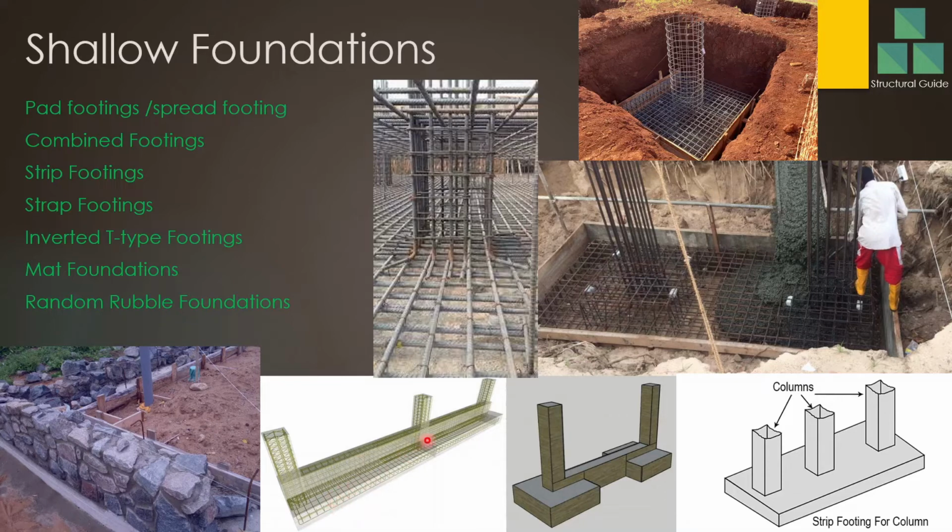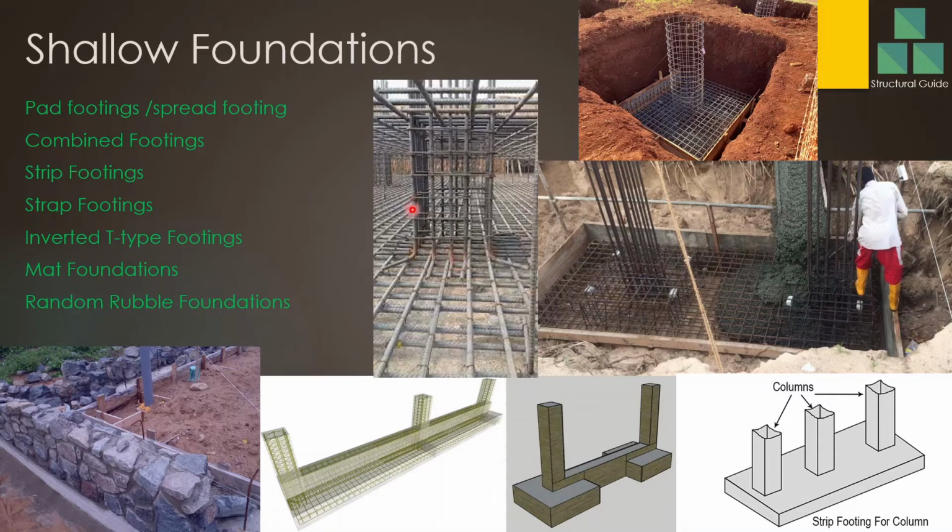So this is a kind of economical method when the column axial loads increase. Mat foundations. A mat foundation is a type of foundation that combines all of these types of foundations. In a mat foundation, we construct all the columns on a single footing or single foundation. That's called the raft foundation also.